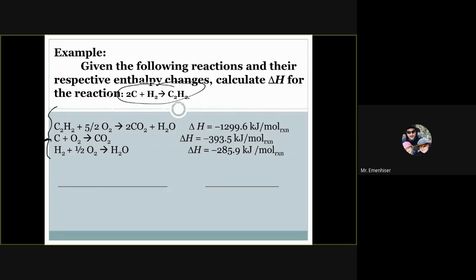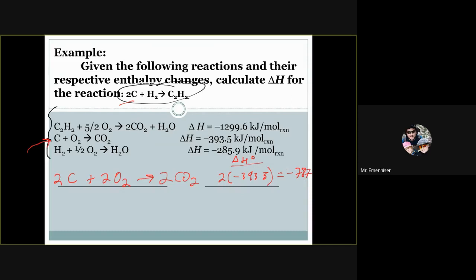And then we see that it has 1 carbon in it. We need 2 because there's 2 in our target reaction. So we're going to multiply that reaction by 2. So I'm going to rewrite that reaction. 2 times carbon plus 2 O2, and that will give us 2 CO2s. And the delta H for that will be 2. I'm just going to make a table of delta H's here. That's going to be 2 times negative 393.5, which will give us minus 787 kilojoules per mole.